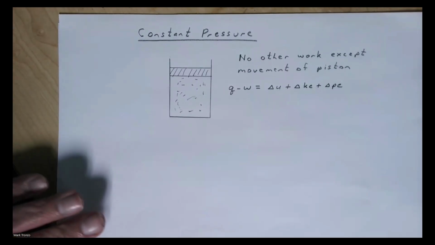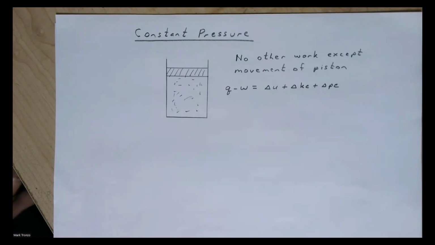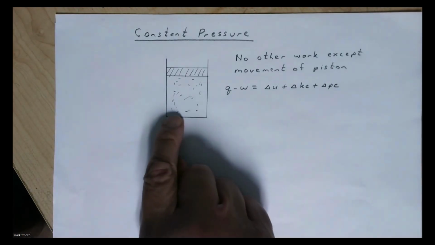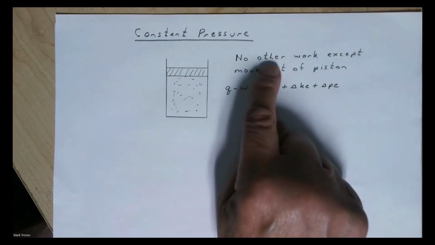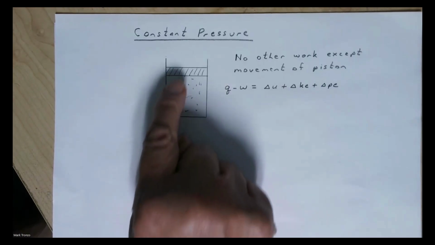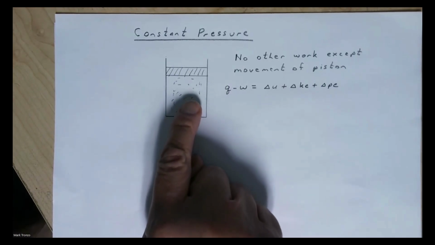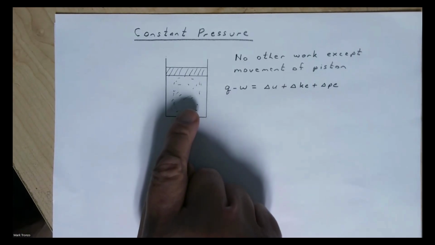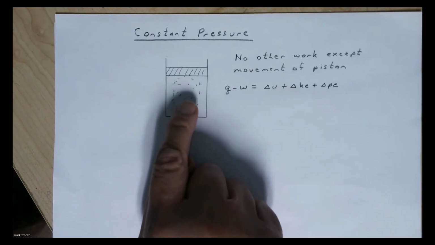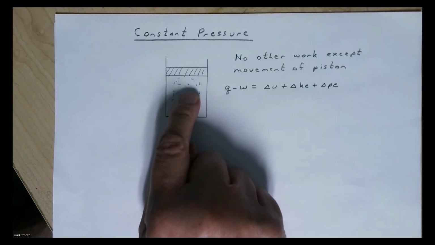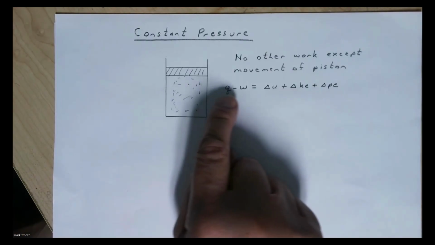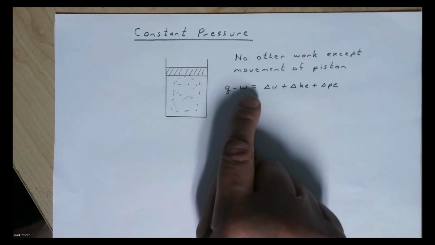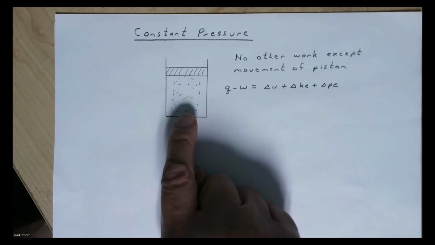In this video, we're going to look at constant pressure applications for closed systems, and we're going to look at the specific case in which we have no other work except the movement of the piston. If heat is added or heat is taken away, and the piston's going to move, there's going to be boundary work done there, but otherwise, there's going to be no other work. So it's going to be this specific case.